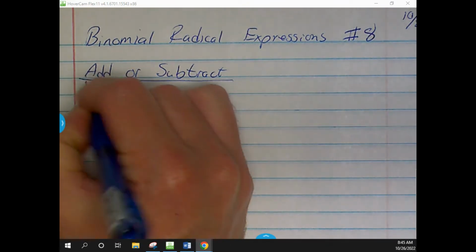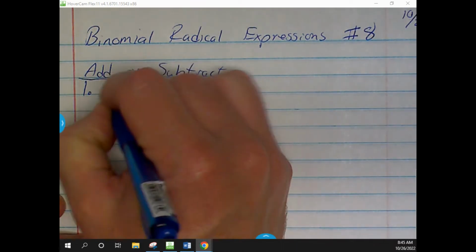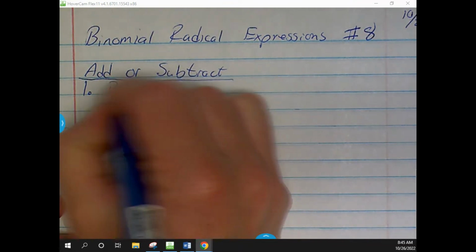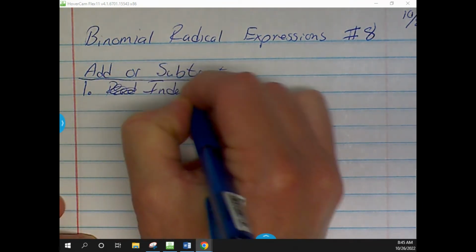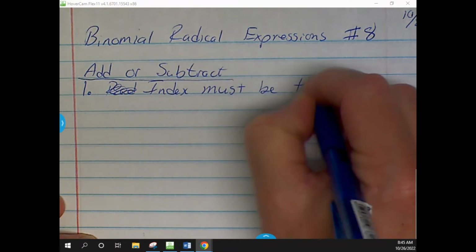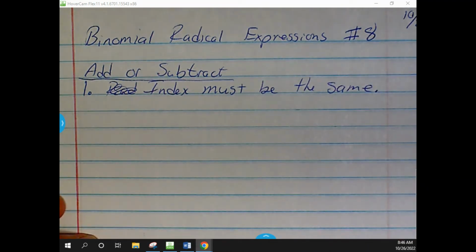Okay. Just like when we were doing the multiplication yesterday with monomials, with binomials it's still the same thing. The indexes have to be the same. Same thing with addition and subtraction: the index must be the same. That's not really a step, it's more of just a check.